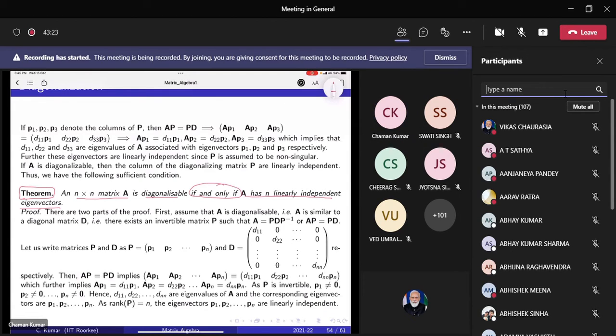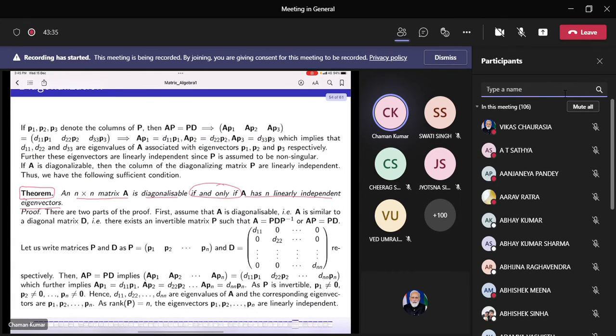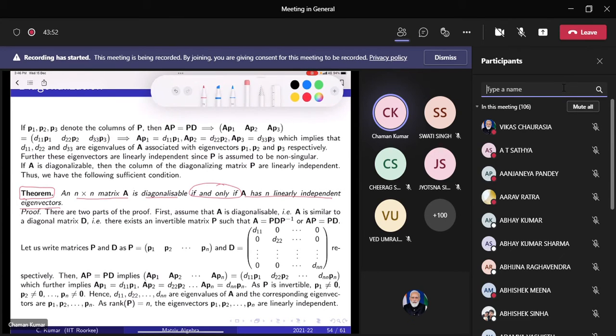So if somebody asks you to define a diagonalizable matrix A, then you can use this as the definition, because this is an if and only if condition. So if I ask you to define a diagonalizable matrix, you can say that A is a diagonalizable matrix if and only if A has n linearly independent eigenvectors. You can treat this as a definition.